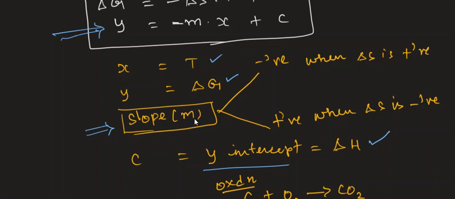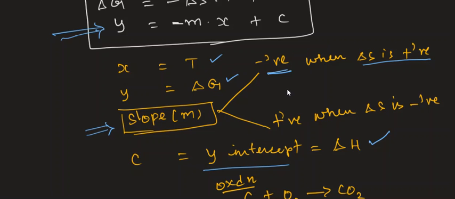The slope that is represented as m here, is it not? So this slope is negative. When does it become negative? When delta S is positive, is it not? And so that indicates the progress of the reaction.